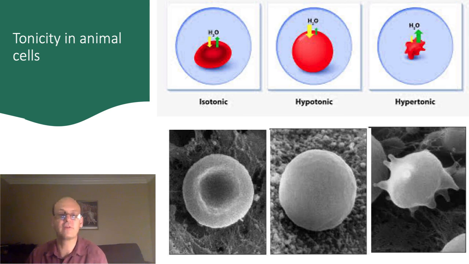If you put an animal cell in a hypertonic solution, water will tend to leave the cell. But if you put it in a hypotonic solution, water will tend to enter the cell. Because animal cells have no rigid cell wall, they will expand and may burst.